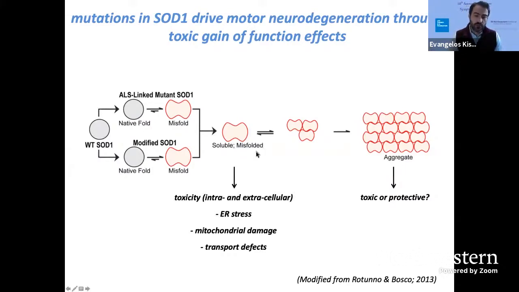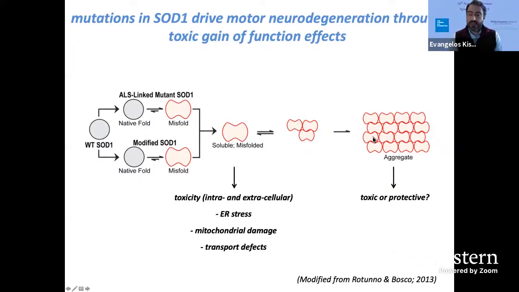And this soluble misfolded SOD1 protein can lead to ER-related stress, mitochondrial damage, and transport defects. It is currently unclear how exactly this misfolded protein leads to these defects, and that's something that I want to focus on today. However, I also want to mention that eventually this soluble protein becomes insoluble and forms aggregates.